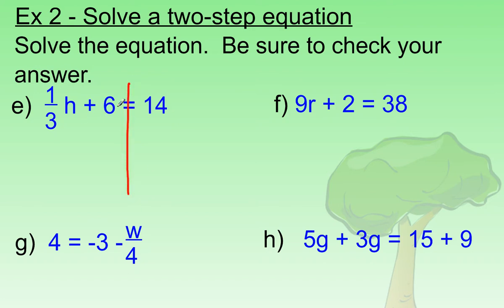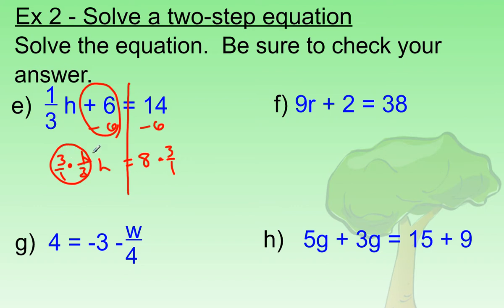Separate your two sides. There's nothing to simplify on either side. So you start by solving. I'm going to subtract 6 to get rid of this add 6. 1/3 h equals 8. The way I'm going to get rid of this multiply by 1/3 is I'm going to multiply by the reciprocal, times 3 over 1. This cancels out because you get 3 over 3, which equals 1h, or just h. And over here, you get 24 over 1.